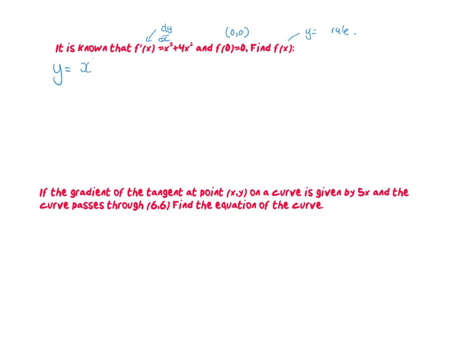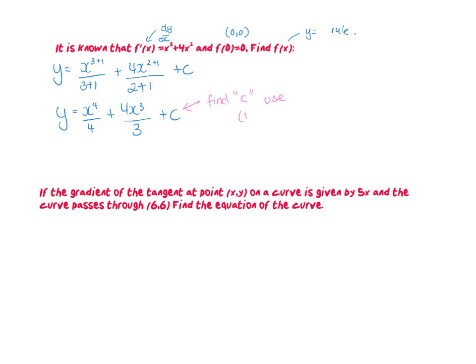So we do x, we add 1 to the power, and we divide by that. And then we do the same. So we've got 4x squared, we're going to add 1, and we'll divide by that number. And then we've got plus c. So if we tidy that up, we're left with x to the power 4 over 4 plus 4x cubed over 3 plus c. Now, to find c, we're going to use that point that we were given, which was (0, 0). So where we see y, we put 0, and where we see x, we will put 0.